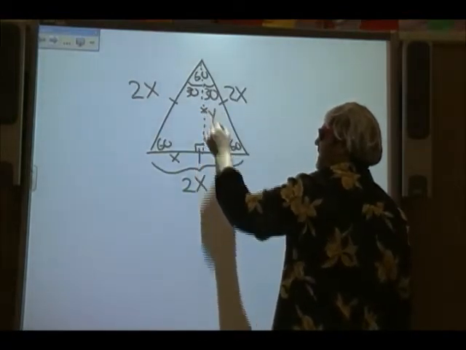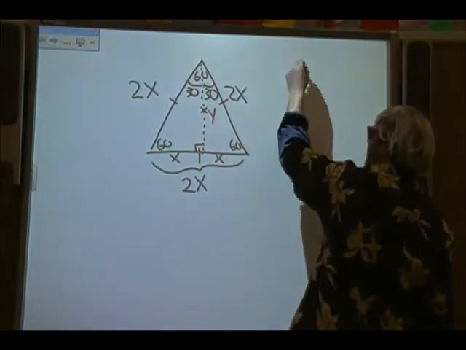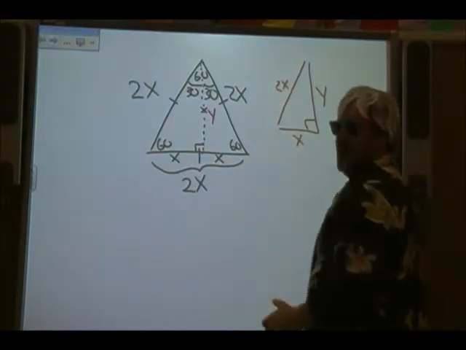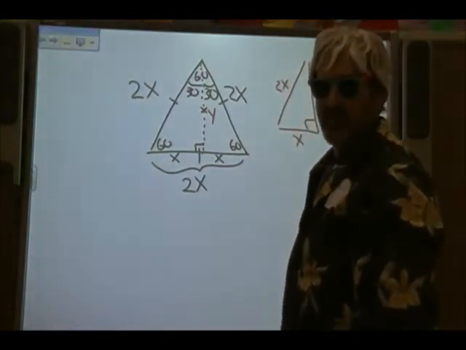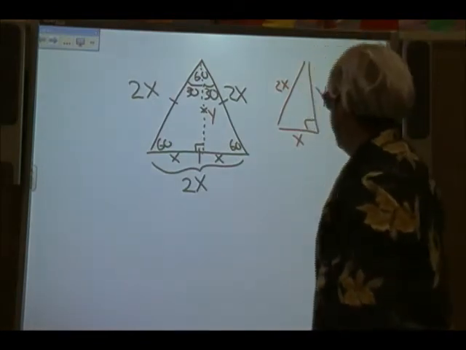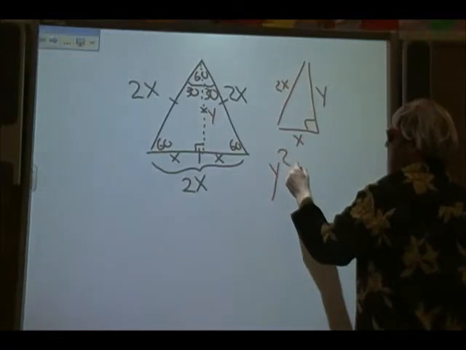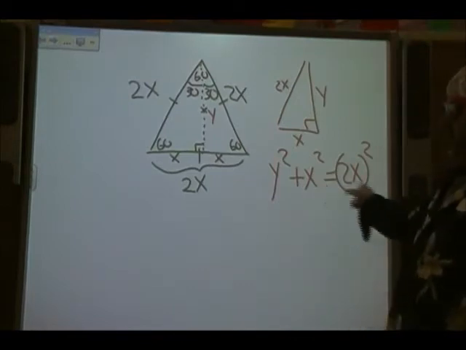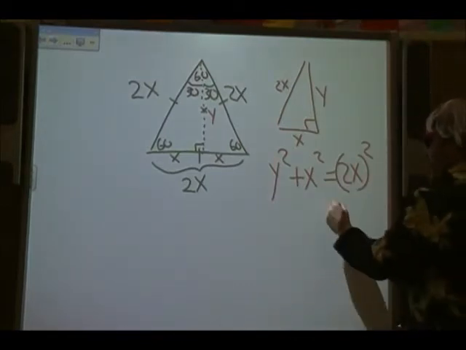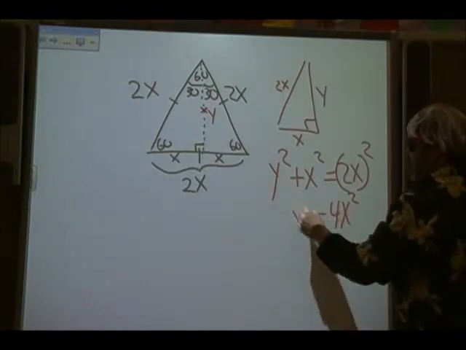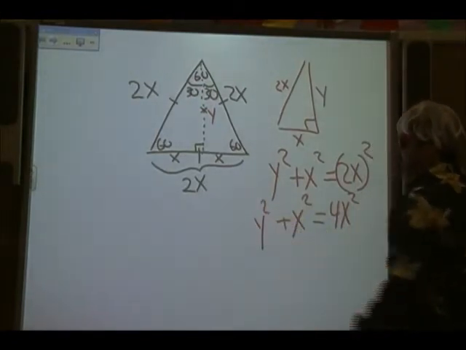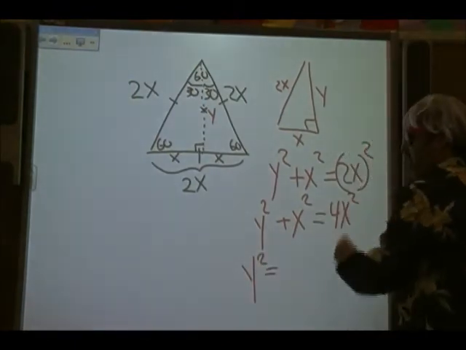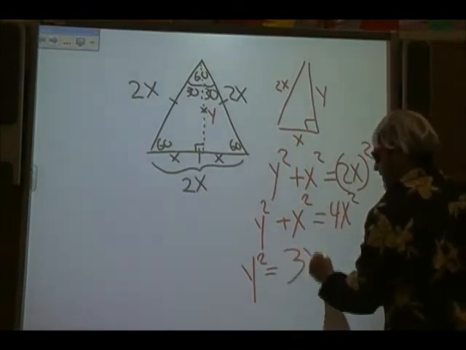So I'm going to use y. So looking at one triangle right here, I have y, 2x, and x, and I want to show the relationship between these, so I'm going to use the Pythagorean theorem. So y squared plus x squared equals 2x squared. Multiply that out. This is 4x squared. You want to get y squared by itself. That's 4x squared minus x squared, which is 3x squared.